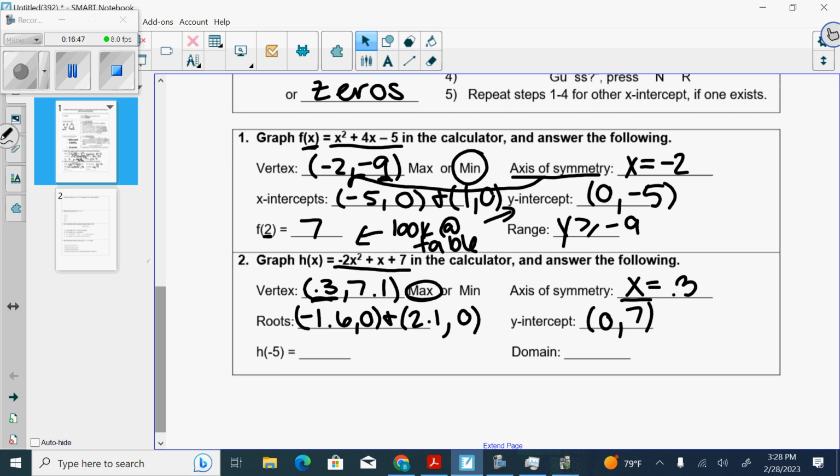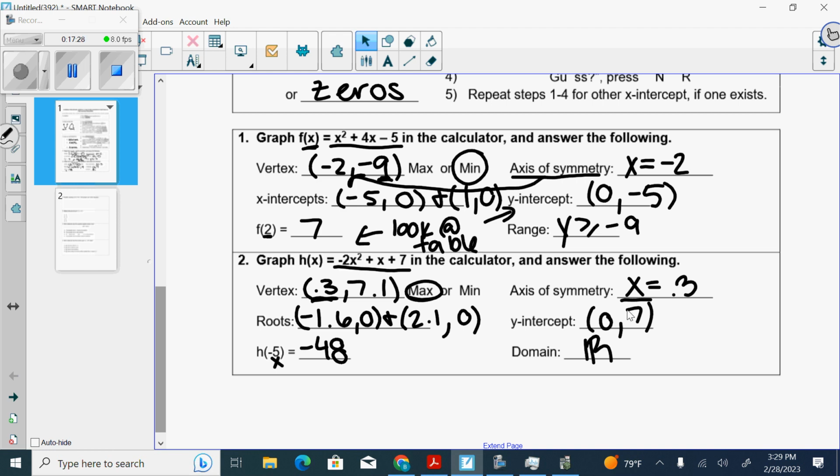All right, then they want h of negative 5. So when x is negative 5, right, they replace the x. What do we get when x is negative 5 from our table? When x is negative 5, what does our table say? Negative 48. All right, and then the last thing they ask for is domain. Domain is my x's, right? Is this graph ever going to stop going to the left or right? So what do I put? All real numbers. Good. Okay.